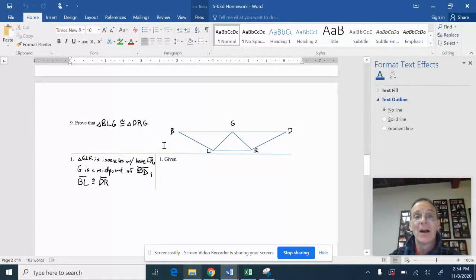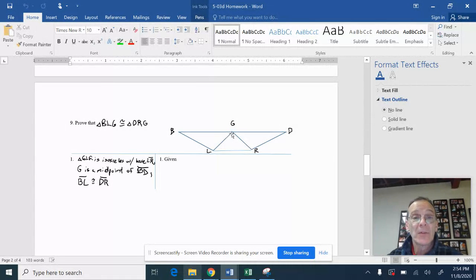A side of triangle BLG is BG. That's it. And a side of the other triangle is GD. That's it. And neither one of those segments, BG or GD, is being shared by two triangles simultaneously. So no opportunity to use that reason in this proof.